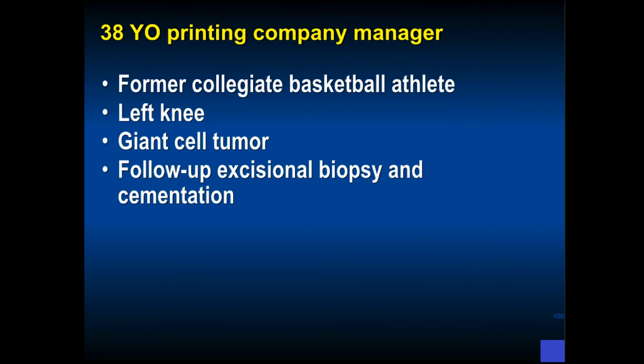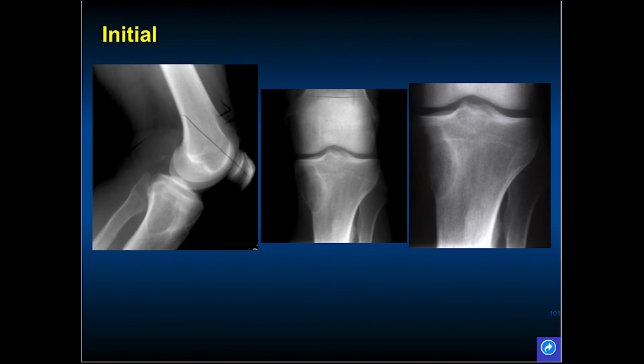This is a 38-year-old printing company manager, former basketball athlete, had left knee pain, insidious onset of pain, did have pain at night. His diagnosis was a giant cell tumor. He had an excisional biopsy and cementation and has done well. Make the diagnosis. Look at this lucent lesion. Doesn't look quite like the osteosarcoma in that the body is trying to wall it off. There's a little bit of sclerosis here, but an expansile lesion.